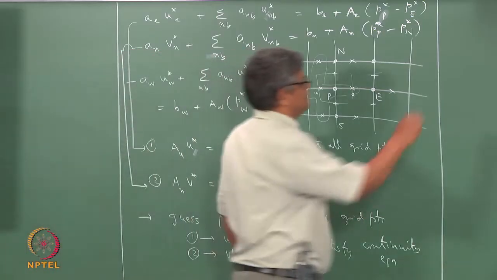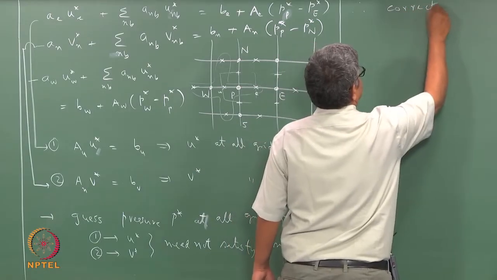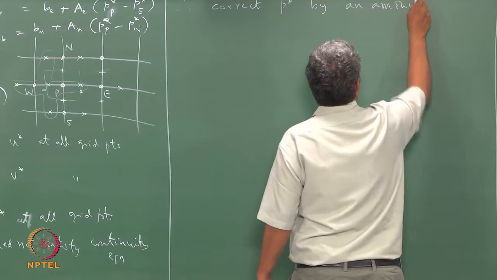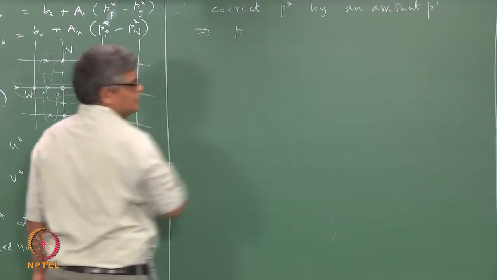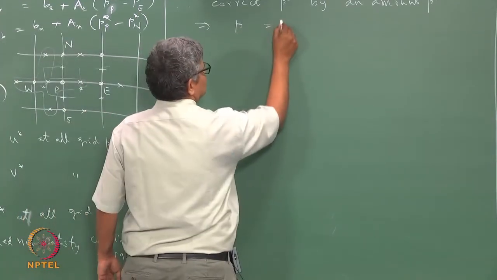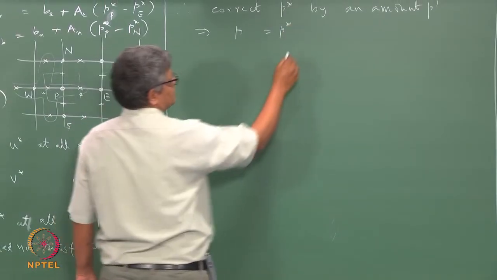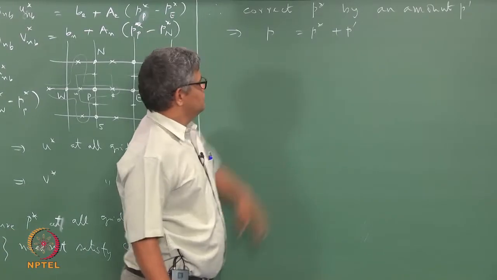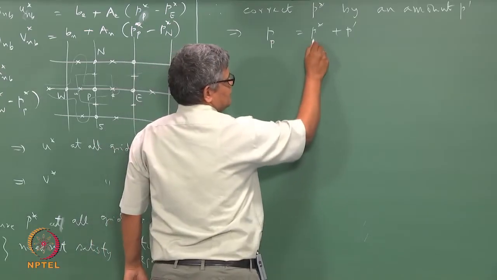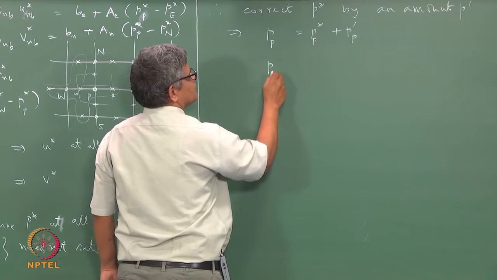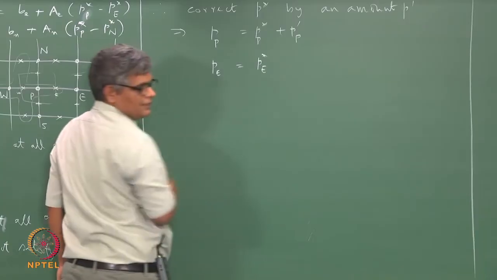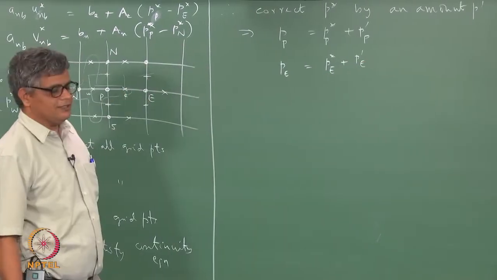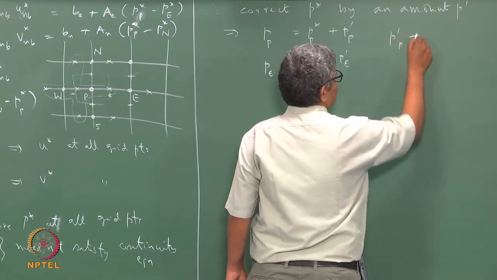So, we say that let us correct pressure, therefore, by an amount p prime. So that means we write the true pressure value is equal to the estimated pressure plus a pressure correction P prime. So this pressure correction will vary from point to point. For example, at capital P we have the guessed pressure field plus a pressure correction. Similarly, the true pressure at capital E is P star E, which we have used for the velocity determination, plus a pressure correction P prime E. And we are saying that in the general case P prime P is not equal to P prime E.